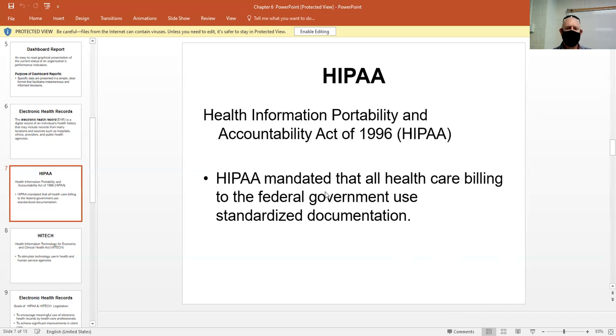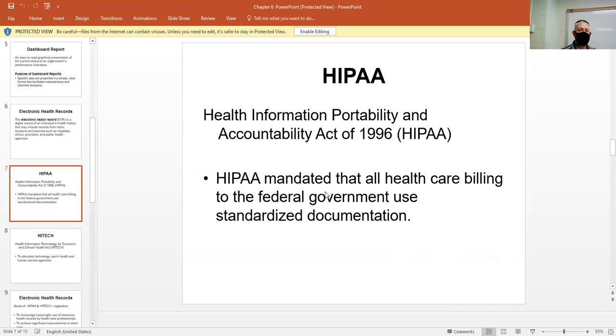What it did is it mandated that all healthcare billing to the federal government use standardized documentation. This was big for Medicare and Medicaid, which is something a lot of our patients and clients we work with have, since their care is paid for by Medicare and Medicaid. They had a big part in this whole thing about HIPAA. And yes, it does have to do with confidentiality as well.